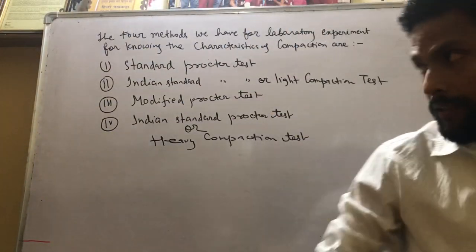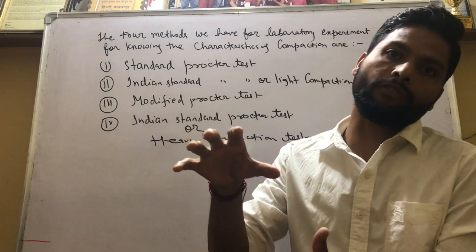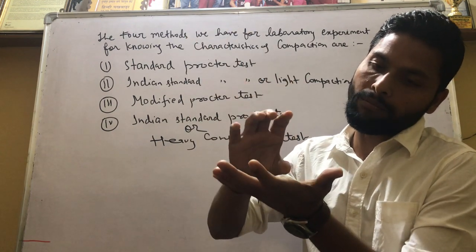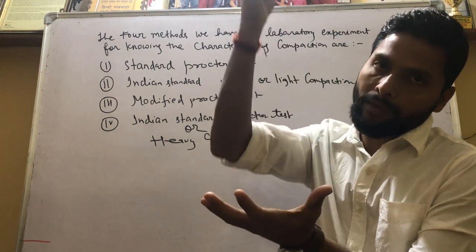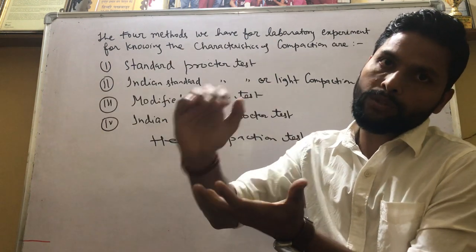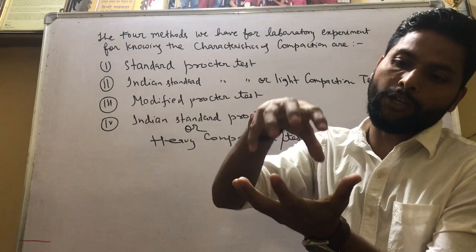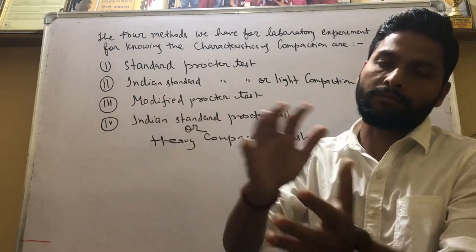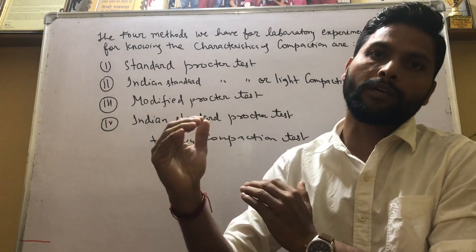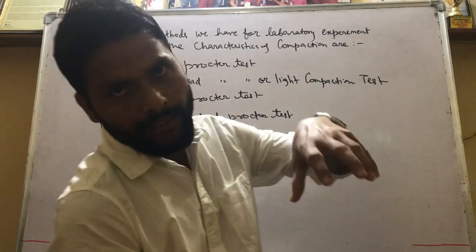So what we discussed in the first case, the standard Proctor test, consists of a steel mold of volume 945 cubic centimeter, and the soil sample is filled in three layers. First, we fill the soil sample in the mold, and we apply 25 blows with a hammer of 2.5 kg in each layer, and the mold is filled in three layers. We take the weight of the mold and the soil sample together, deduct the weight of the mold to get the weight of the soil sample, and divide it by the volume of the mold. Finally, we find the value of bulk density.